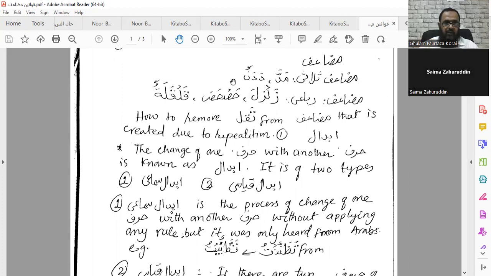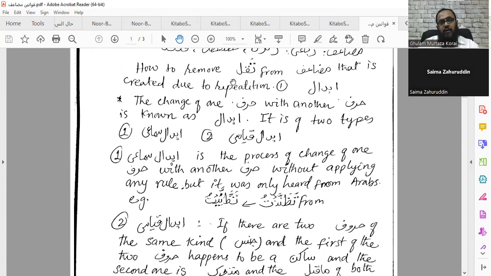So moving forward, the point of thaqal: how to remove thaqal from muzarf that is created due to repetition. Repetition of a harf, madada, dadana. This is madada, that is repetition of the huruf dal. So how do we remove the thaqal, the heaviness, from muzarf? Because that is created due to repetition.